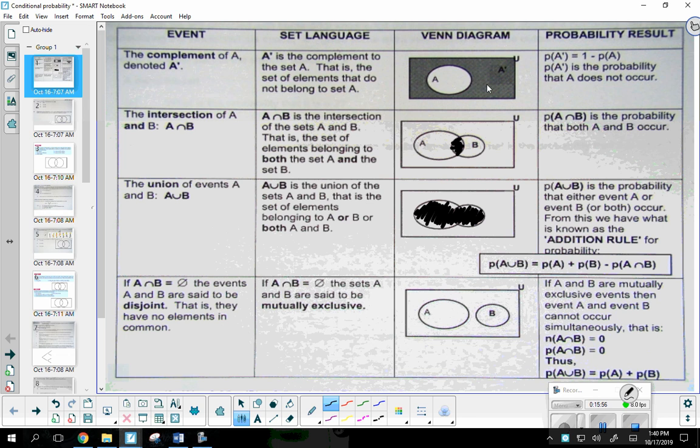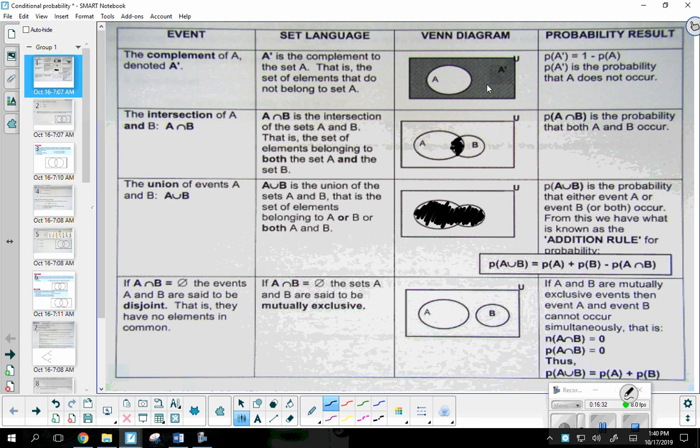Okay, so then we have one of these rules that we saw in our previous statement. The probability of A union B is the probability that either A or B or both occur. From this, we have what's known as the addition rule. You'll notice the probability of this union is the probability of A plus the probability of B, but what are we subtracting here? We're subtracting the probability of the intersection of the two. Because remember, where they overlap, you're going to have elements common to both A and B. We don't want those counted twice. That's why we go ahead and subtract those off.